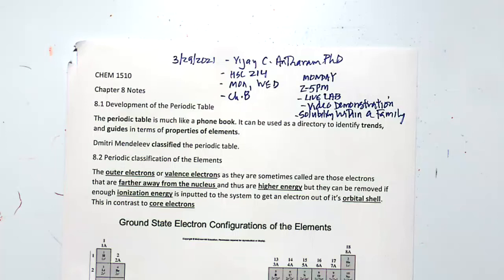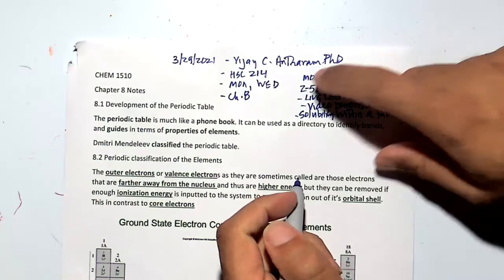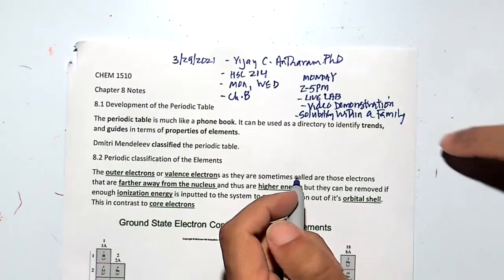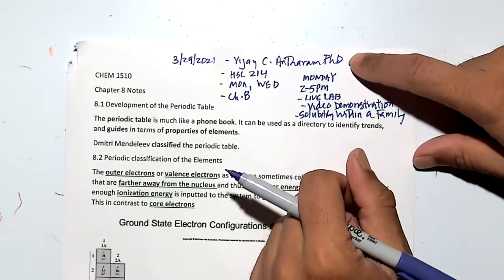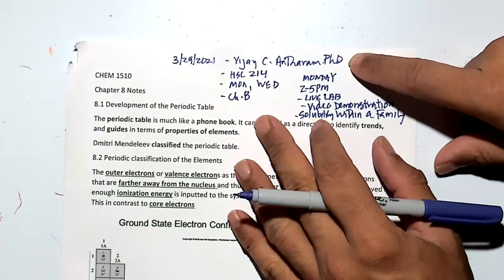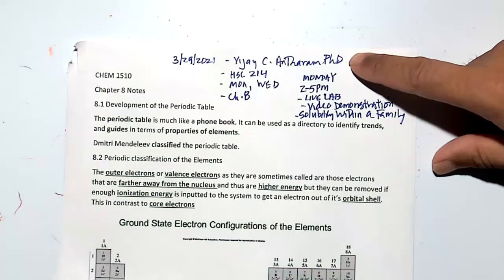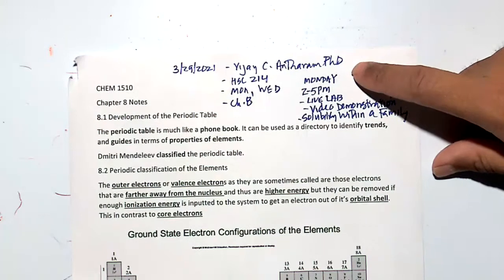All right, so that's my office, that's who I am. I got my PhD in biochemistry, so I'm not really a general chemist, even though this is a general chemistry class, but I think I know enough to get you guys through this week.